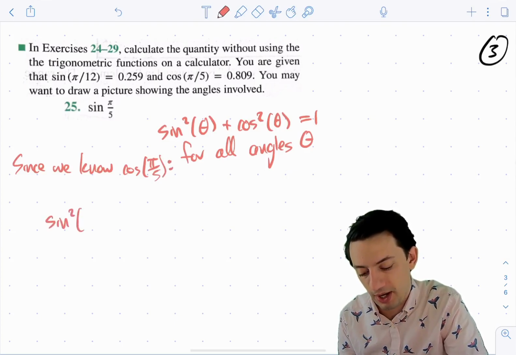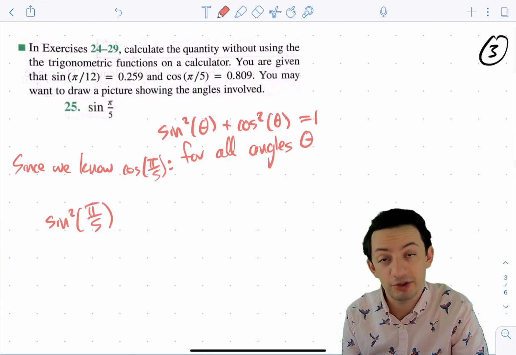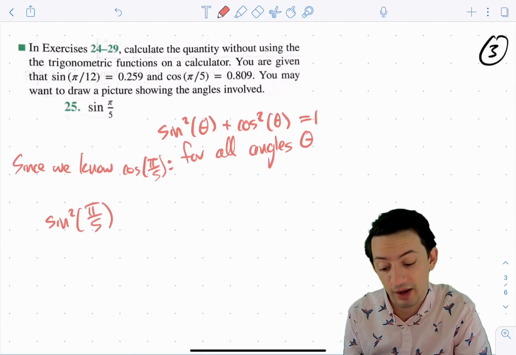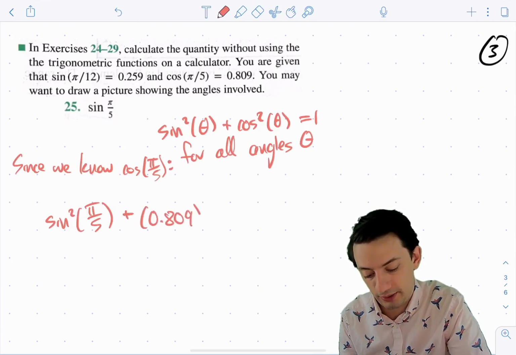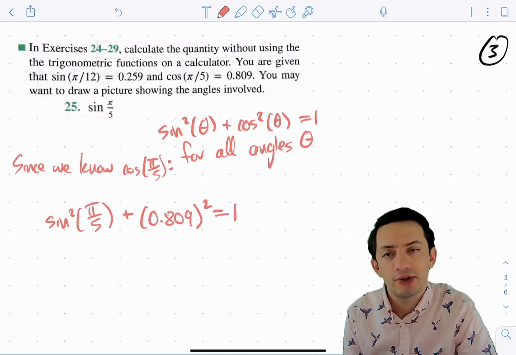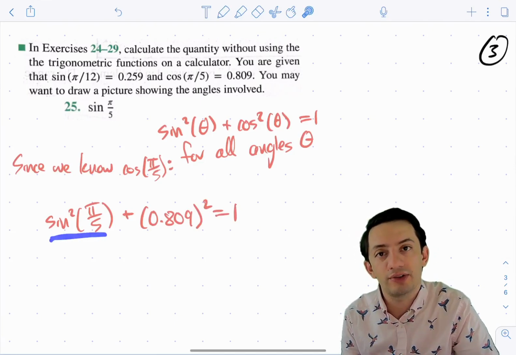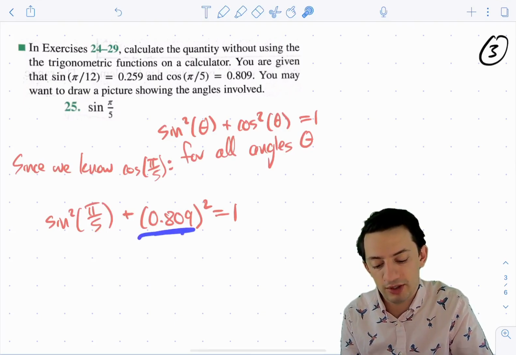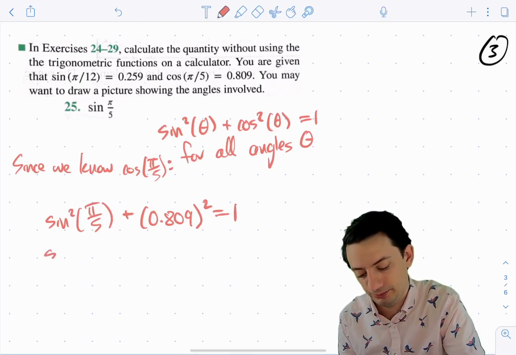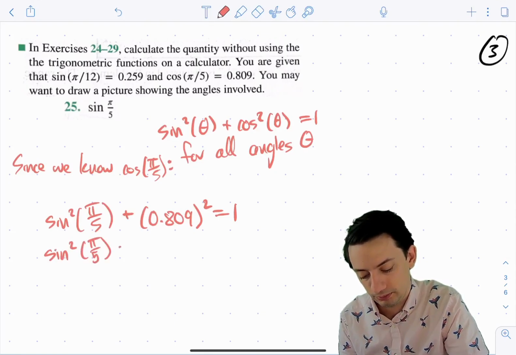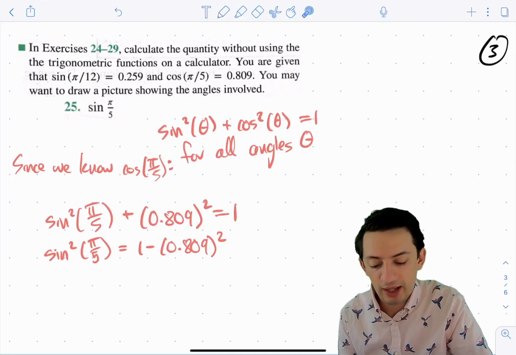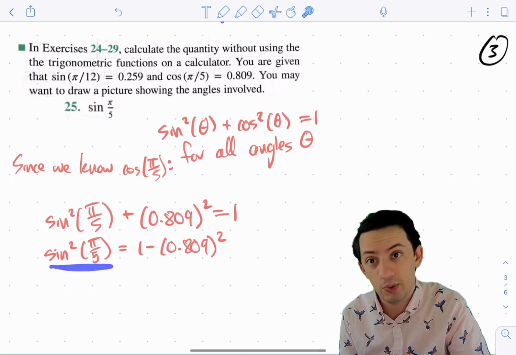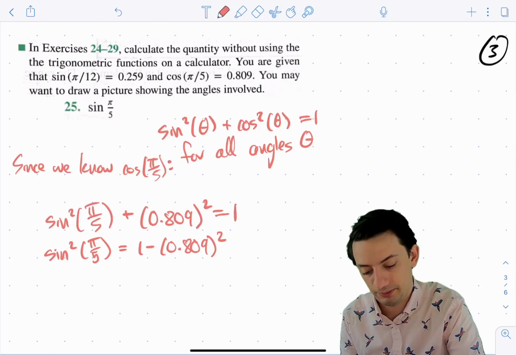We get sine squared of pi over 5. We want to know that. Really, we want to know just sine of pi over 5. Plus 0.809 squared equals 1. So let's rearrange and let's solve for the unknown of sine of pi over 5. First, we can move this quantity over to the right-hand side with subtraction. And lastly, this is the square of what we want, so let's take the square root of both sides.